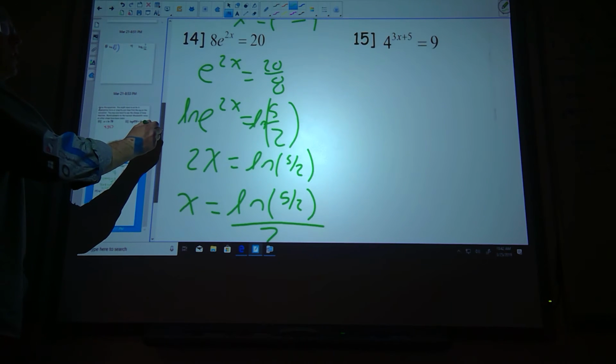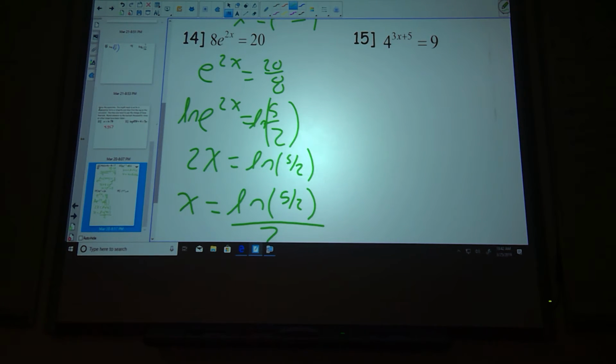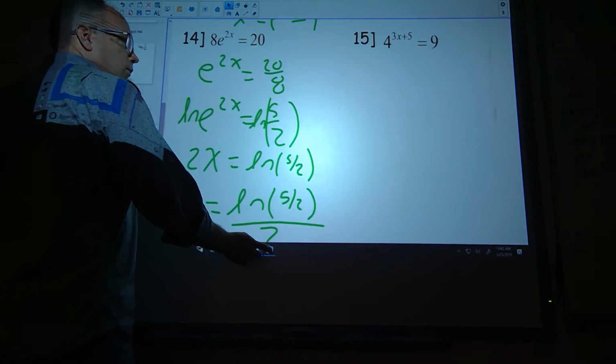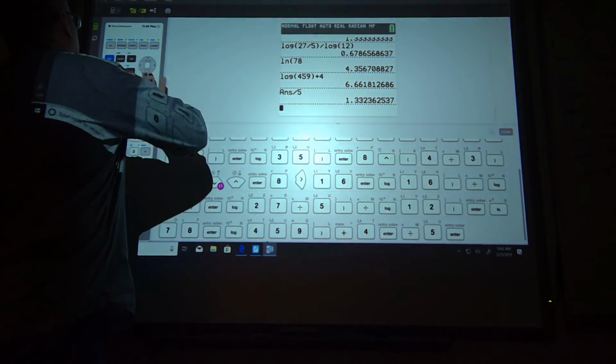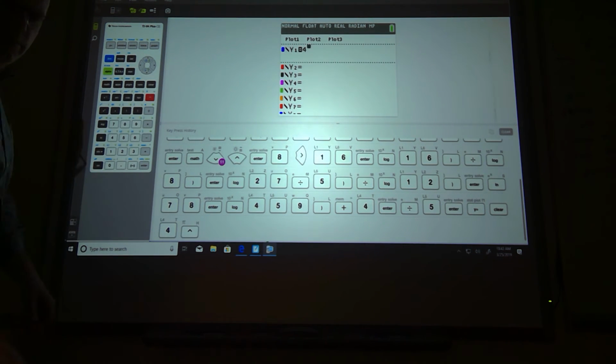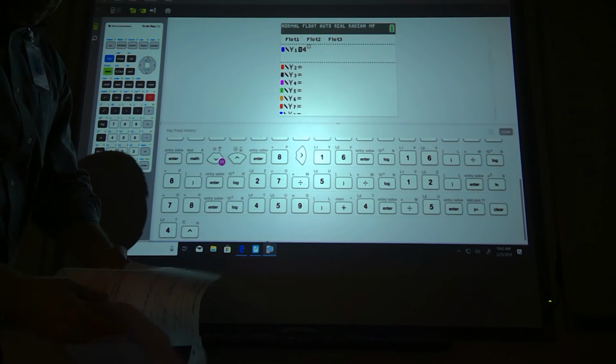Does anyone need to see these done on the calculator? Anyone want to take a shot at this one? What should I do to both sides on number 15? Should I just graph it? Let's use our graphing calculator because we stayed away from that for a little bit. 4 raised to the, what was it? 3x plus 5?